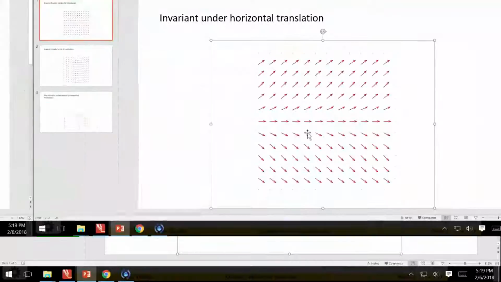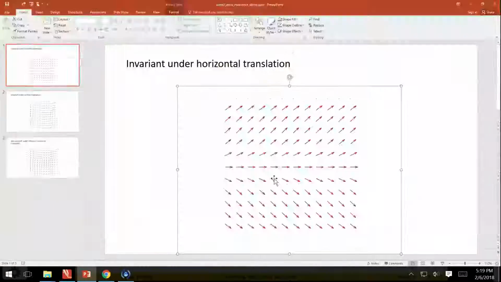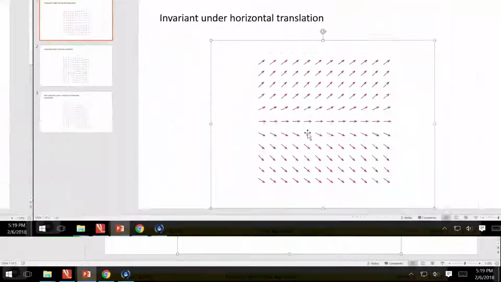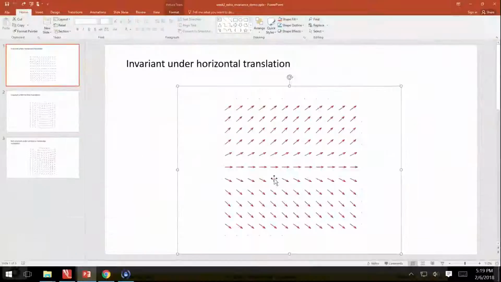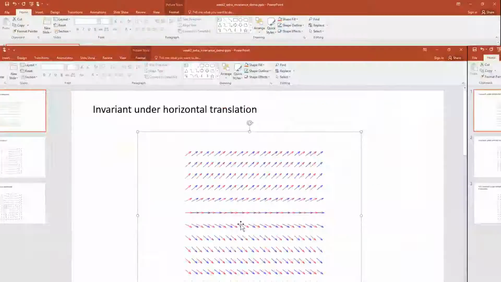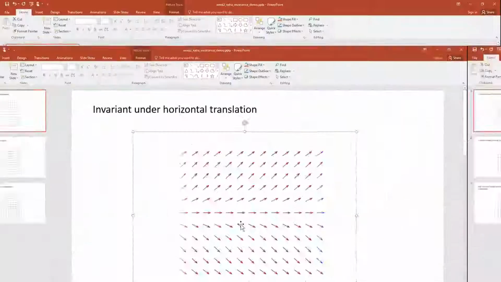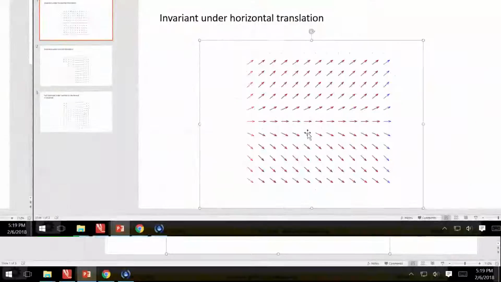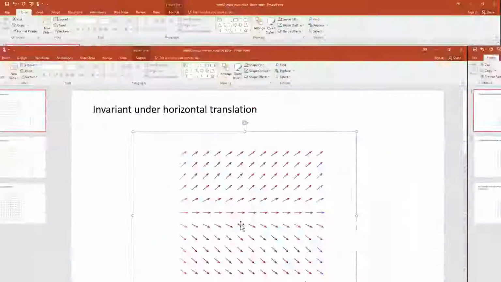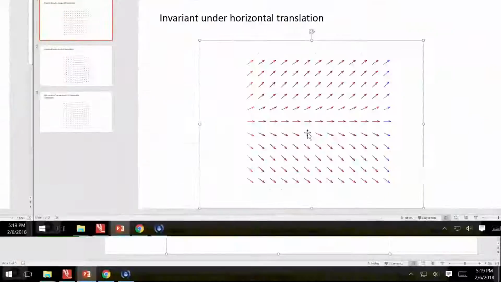Invariance under horizontal translation means that if you have stamped your vector field and then you translate it to the left or to the right, then what you get is exactly the same vector field as the one that's been stamped. So if we try to move it to the left, we see exactly the same thing. So it is invariant under horizontal translation.